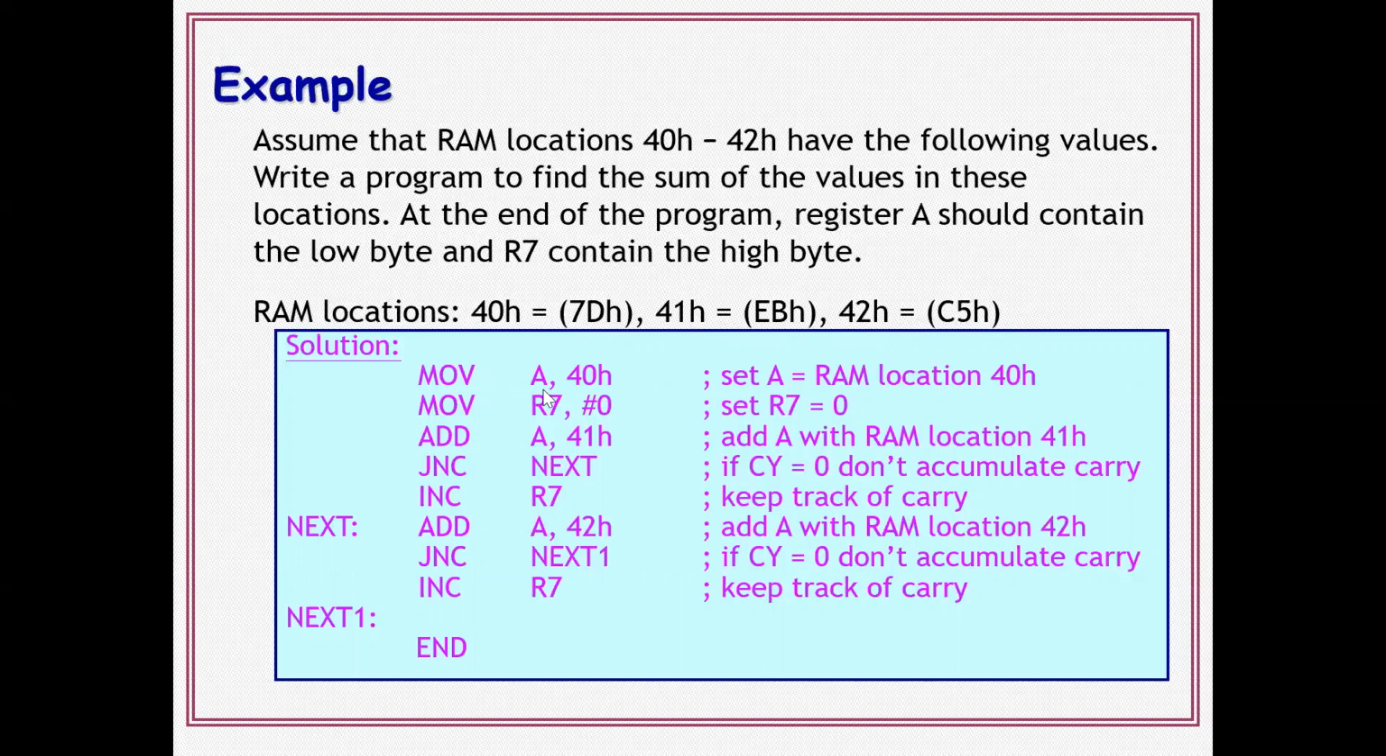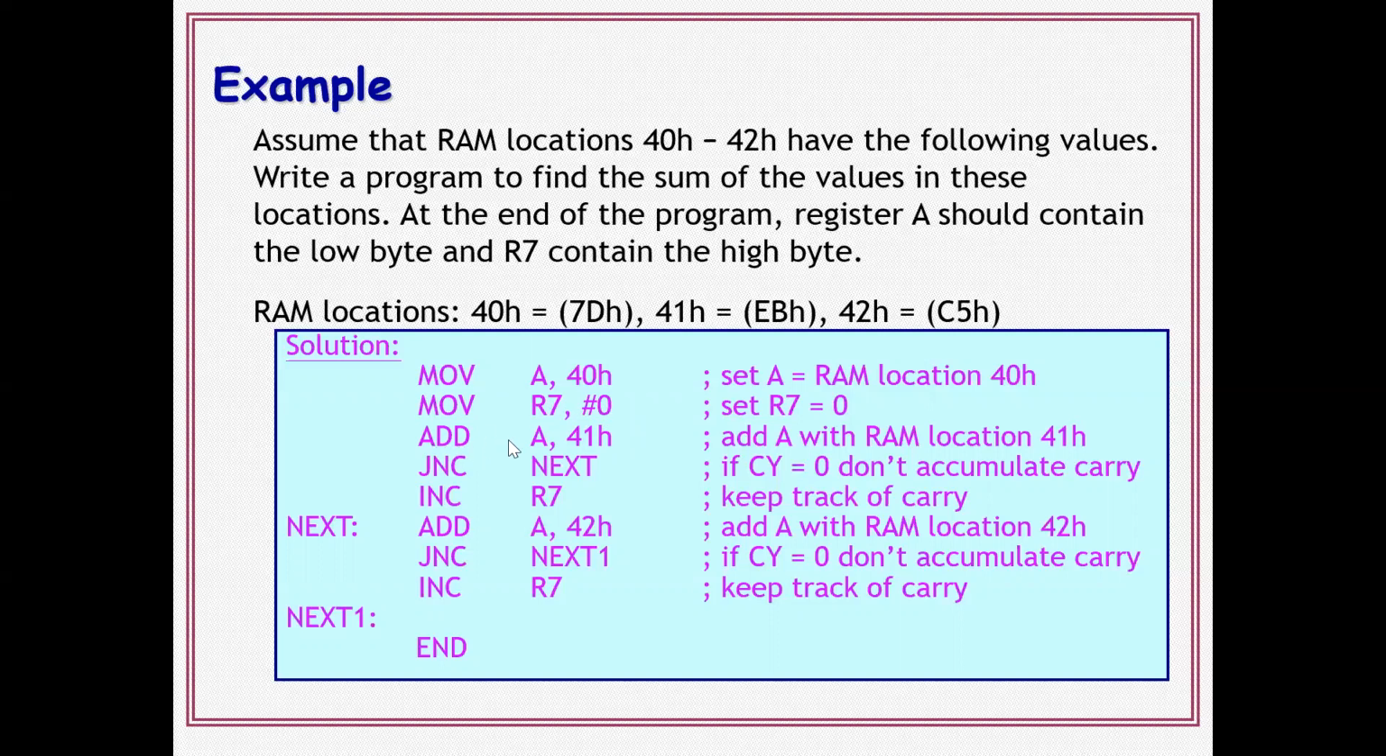So first, read the first value from the 40H memory location, so that you can use the direct addressing mode. MOV A, 40H. The content of the 40H location, 7D, is loaded into the accumulator. And the second step, MOV R7, #0, which is used to initialize R7 with 0, which is used to increment the carry, otherwise consider carry. So R7 is reserved for carry.